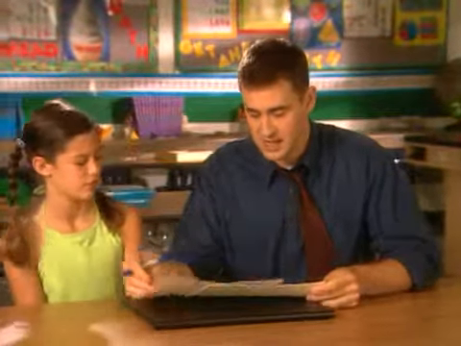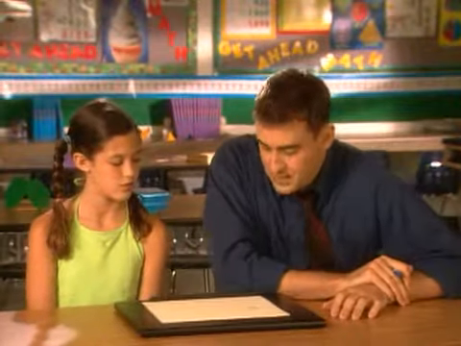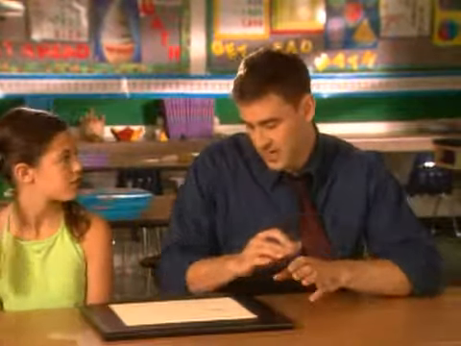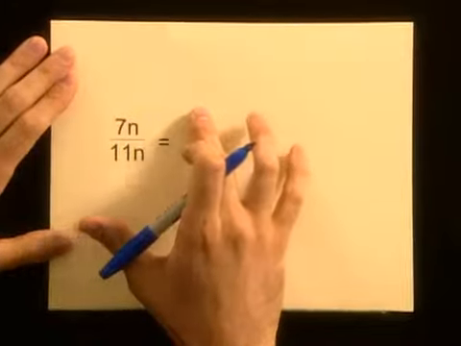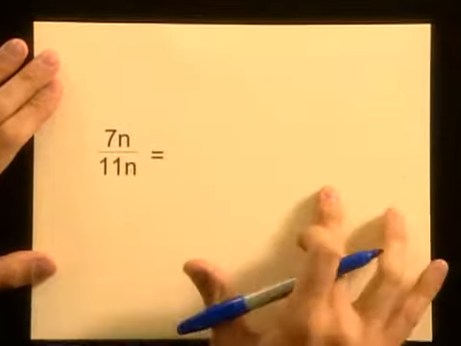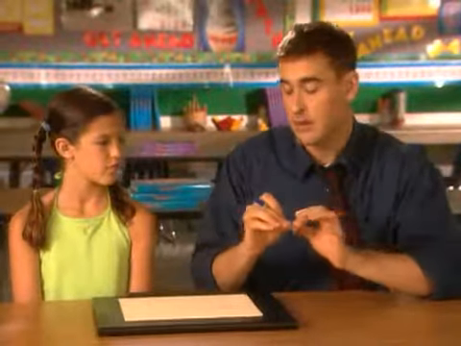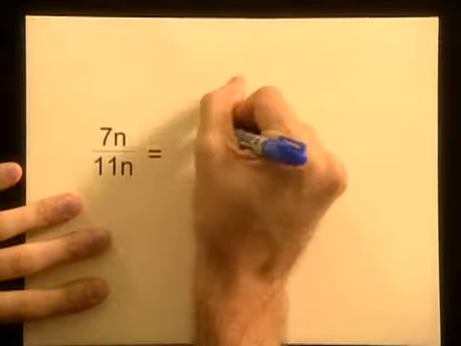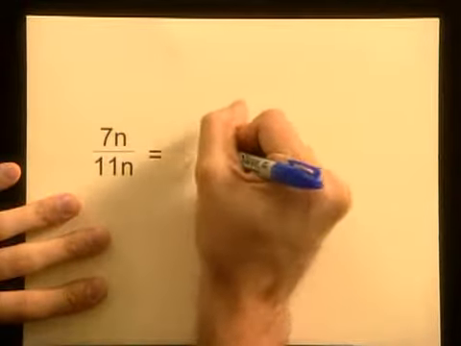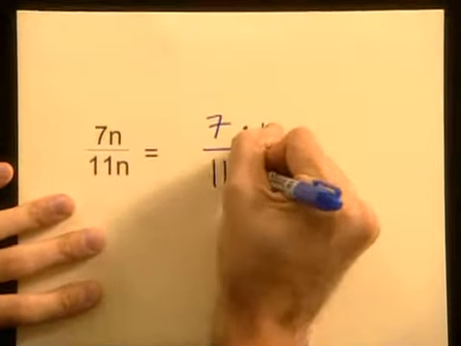Okay, this next one, Hannah, gets a little bit harder because it has a variable. So the way we're going to do problems like these when we have variables, and that's what we're going to be focusing on in the numerator and the denominator, we're going to expand the numerator and denominator as a product of numbers and variables, okay? So we're going to write 7n as 7 times n and 11n as 11 times n.